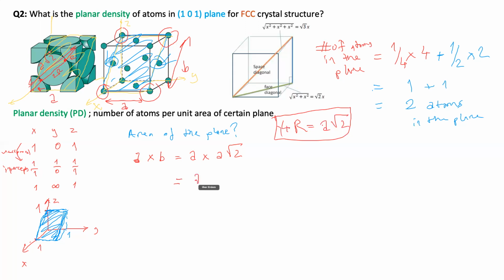So it will be 4R divided by square root of 2, times 4R, which will give us 16 divided by square root of 2, times R squared. So this is the area of the plane.